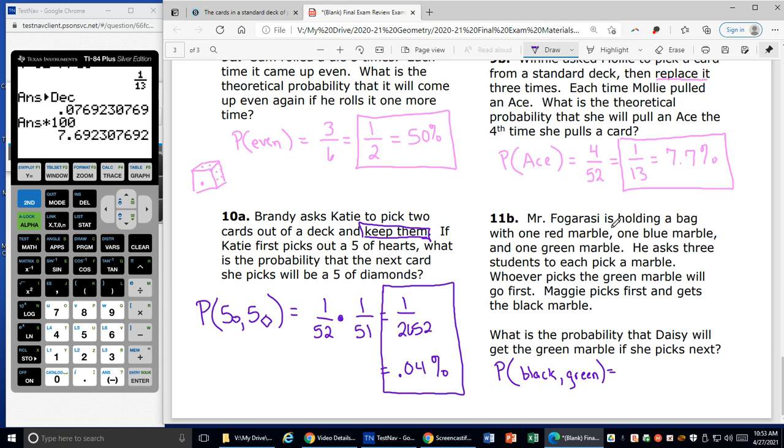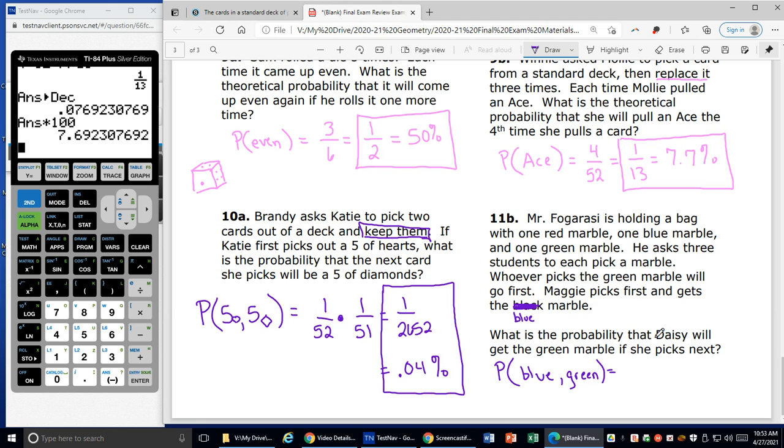Actually, I think there's a typo here. Let's change this to blue marble. That way we can do this problem, because there's no black marbles in her bag, so she couldn't have gotten a black marble. Let's change this to blue, typo there. So I'm going to erase this and change it to blue. Okay, so the probability that Maggie gets a blue marble and then Daisy gets a green marble.